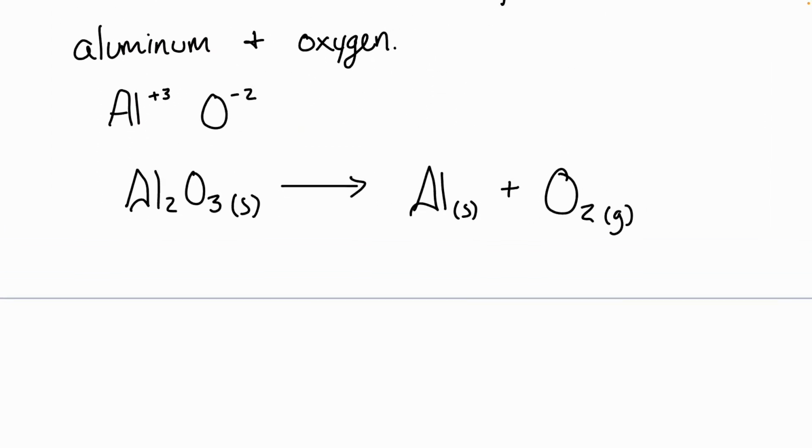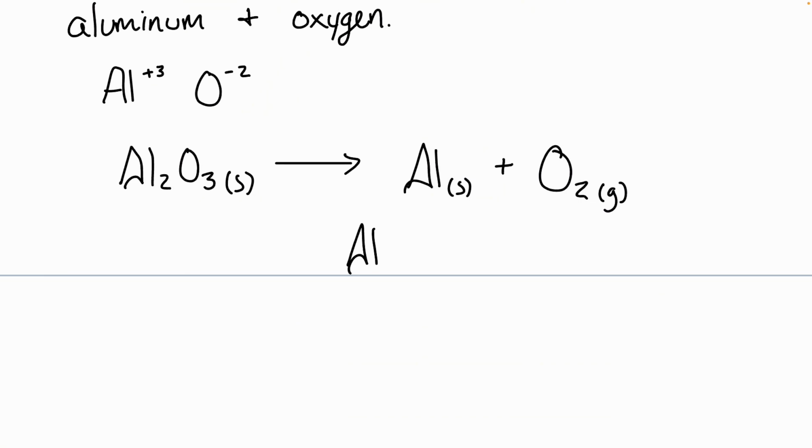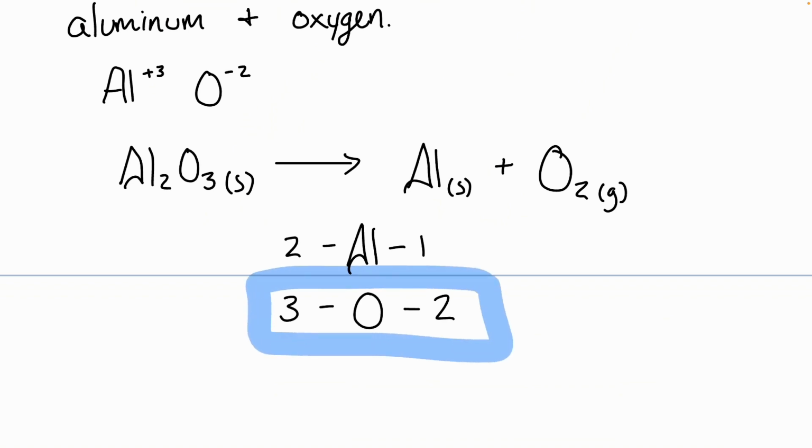So I need to keep track of the aluminum on both sides and the oxygen on both sides. I have 2 aluminums on my reactant side and 3 oxygens from my formula. And I just have 1 aluminum on my product side and 2 oxygens. Okay? If we look at our oxygens in particular, we have a little bit of a tricky situation on our hands because there's no way for me to turn this 2 into a 3.